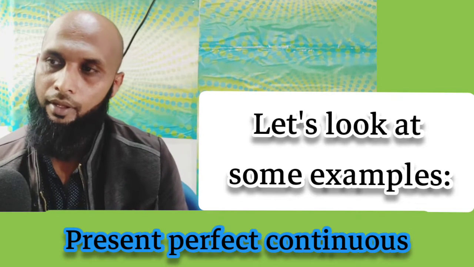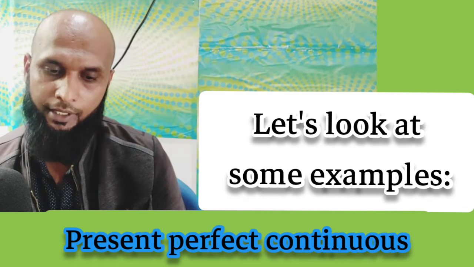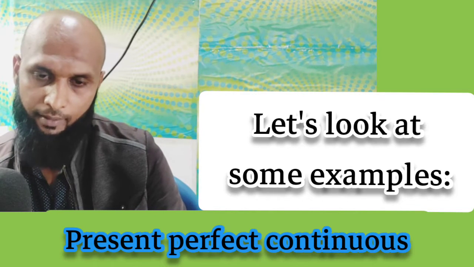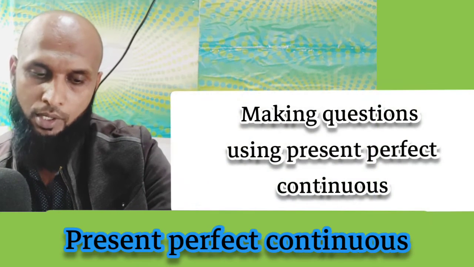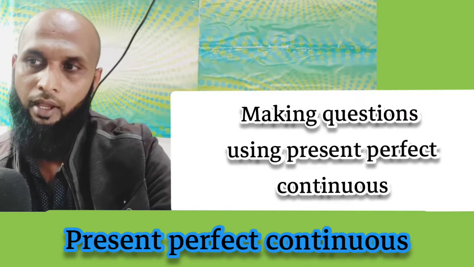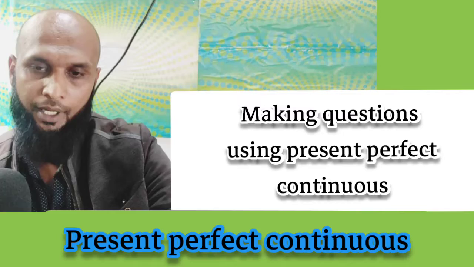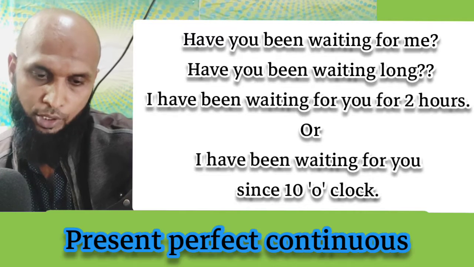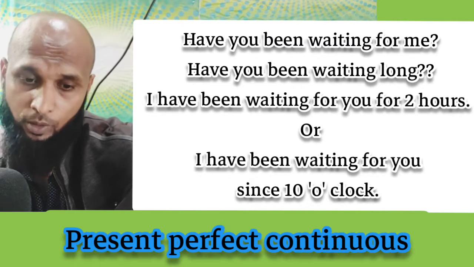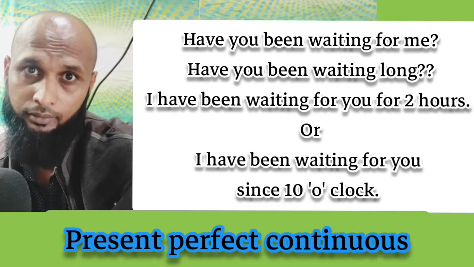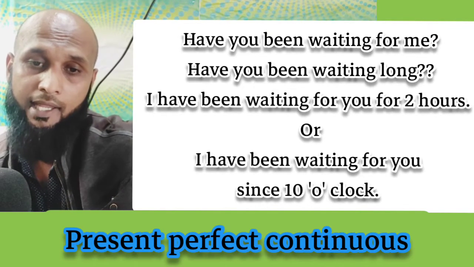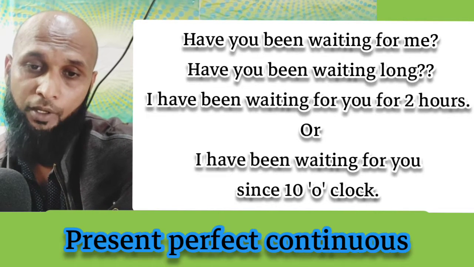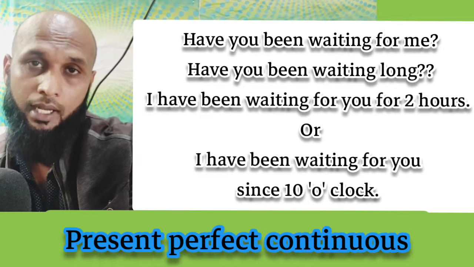First of all, if you want to make questions about the duration, how are you going to ask a question? Say somebody has been waiting for you. Now you want to say that in present perfect continuous. How are you going to say it? You can say, have you been waiting? It is something where you are talking about the duration of it. Have you been waiting for me? Or have you been waiting long? And the answer would be like, I have been waiting for you for 2 hours, or I have been waiting for you since 10 o'clock.